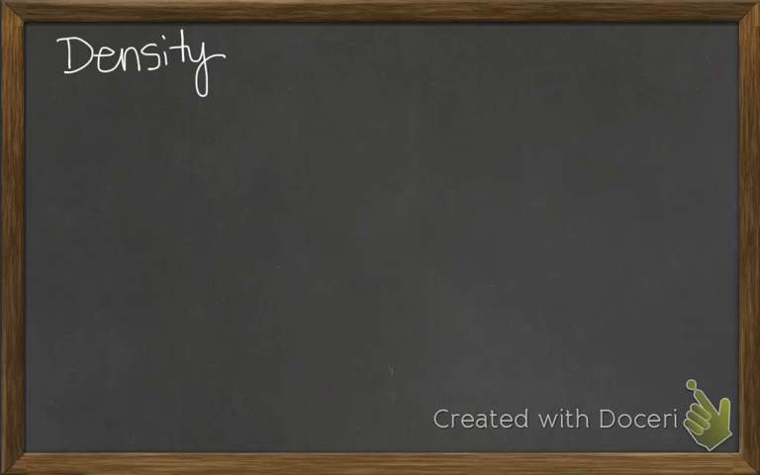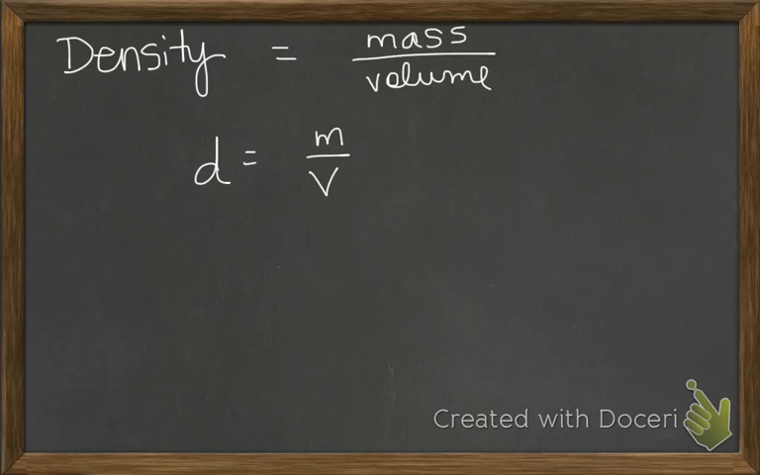What is density? Well, density of a substance is a ratio of its mass to its volume. A way to simplify this formula would be to say D is equal to M over V. Density is an intensive property.